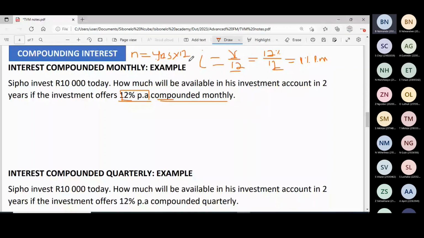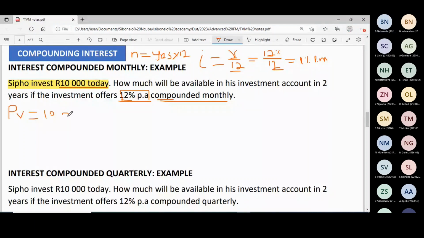So let me show you this example. I will explain while we are doing it. Invest 10,000 today. Is this 10,000 a future value or present value? Guys, 10,000 is invested today, a value today. So this is the present value. So we have a present value of 10,000.